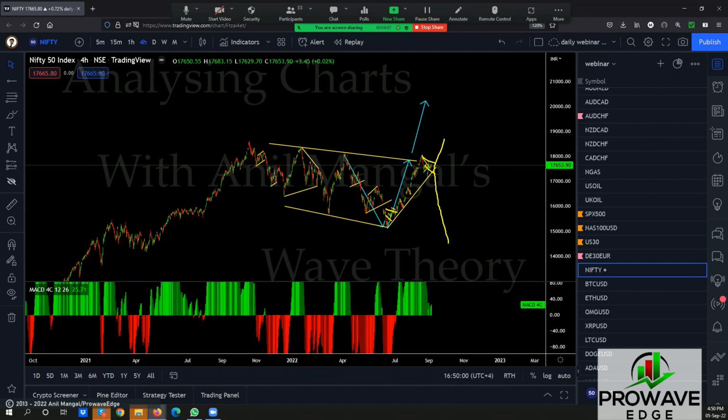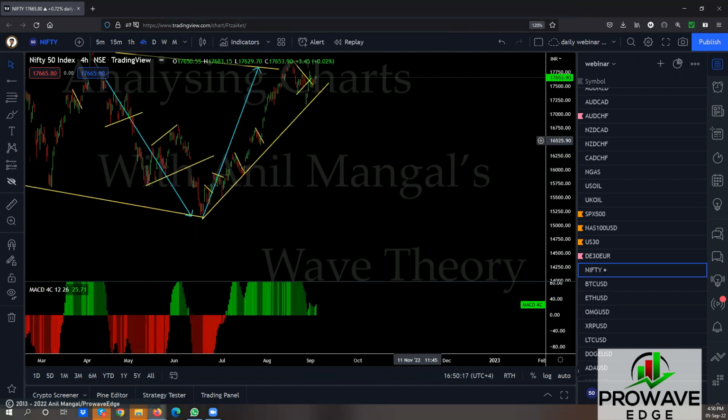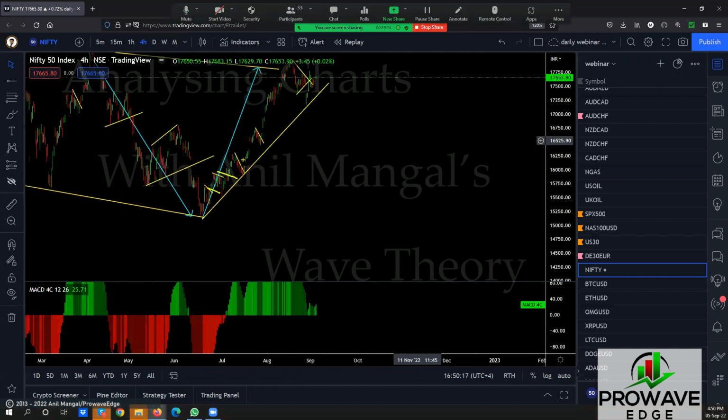We bought all of this. All of these are buys, you see. So I'm not sure what you were waiting for. If you were following me with Nifty, this was a buy, this was a buy, this was a buy, this was a buy. We actually bought this one and then we closed all the buys at the top here. If you were following me, all your buys were closed at the top there.